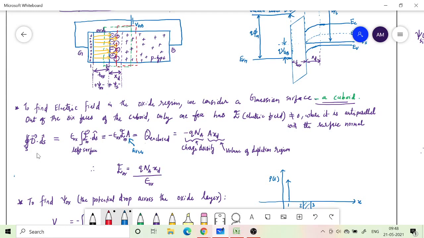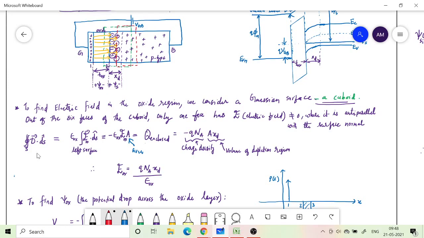So you can calculate the amount of negative charge. You can see that all these acceptor ions are going to be negatively charged. Each ion will contribute one charge if it is a boron atom, and therefore in 1 centimeter cube there are Na, where Na is the concentration of the acceptor ions. So Na multiplied by q will give you the charge per unit centimeter cube, or unit volume, and that you multiply with the entire volume of this space charge region, the depletion region, which is basically A, the cross-section area, multiplied by the depth of the depletion region, XD.